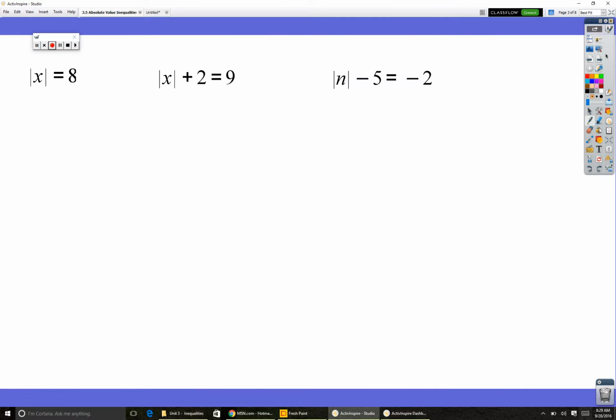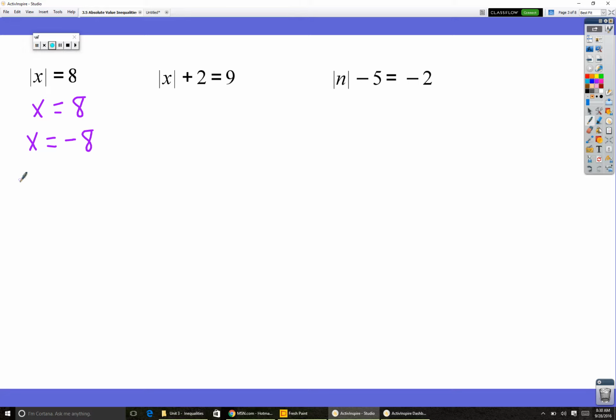Okay, so first let's talk about what absolute value means. Absolute value of a number means its distance from 0 on the number line. So if it says that the absolute value is 8, we could have two different positions on the number line. We could say that x equals positive 8, because if we're at positive 8, we're 8 units away from 0. Or we could say that x equals negative 8, because negative 8 would also be 8 units away from 0. It's just in the other direction.